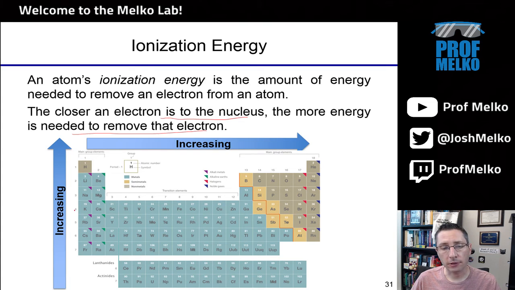Think back to our trend of atomic radii, right? As I go up, the atoms are getting smaller, meaning the electrons are closer to the nucleus, meaning it's going to be harder for me to remove that electron. So the ionization energy, how much energy you have to spend removing the electron, is going to be larger for these smaller atoms. So ionization energy increases as I go up, and for the same reason it increases left to right. Okay, again, left to right, these atoms are getting smaller, the electrons are closer to the nucleus, so it requires more energy, or a higher ionization energy, to remove those electrons.